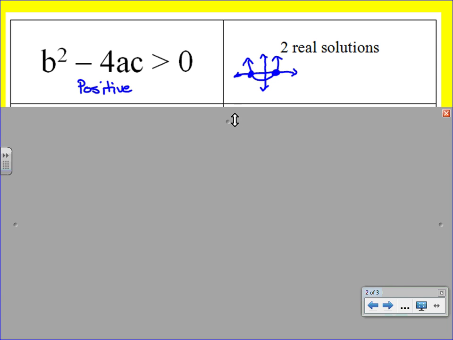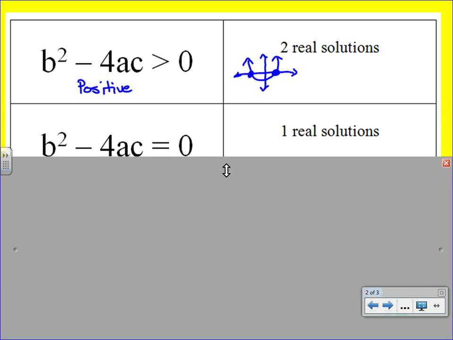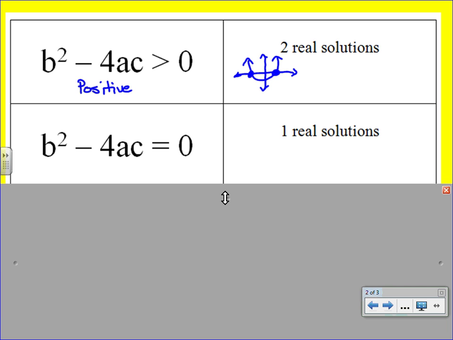The next case is if the discriminant is equal to 0. If you work out the formula and you get 0, you're going to have 1 real solution, or 1 x-intercept, which means if you graph the parabola, it's only going to touch the x-axis at 1 point. And the only way it can do that is if that 1 point is actually the vertex. So working out the formula, if you get 0, then you're going to have 1 x-intercept.